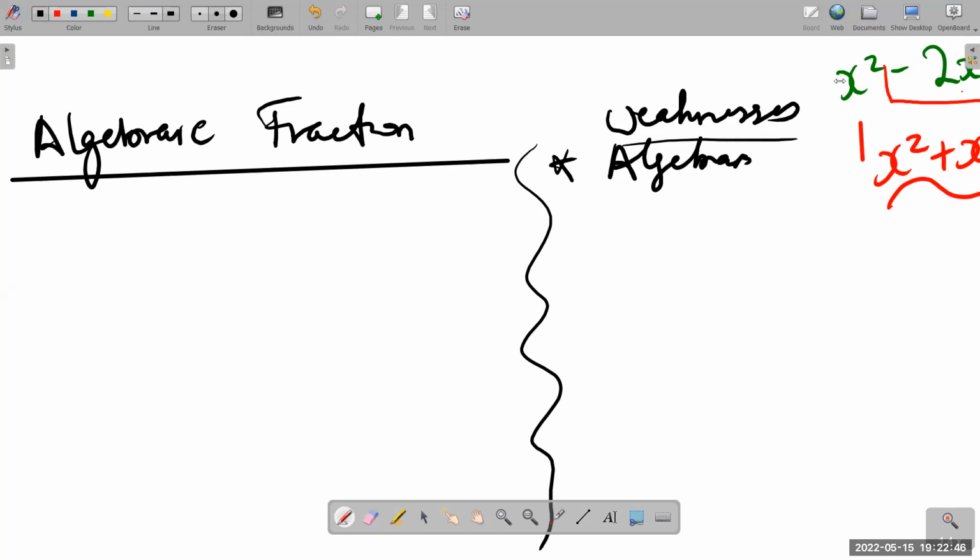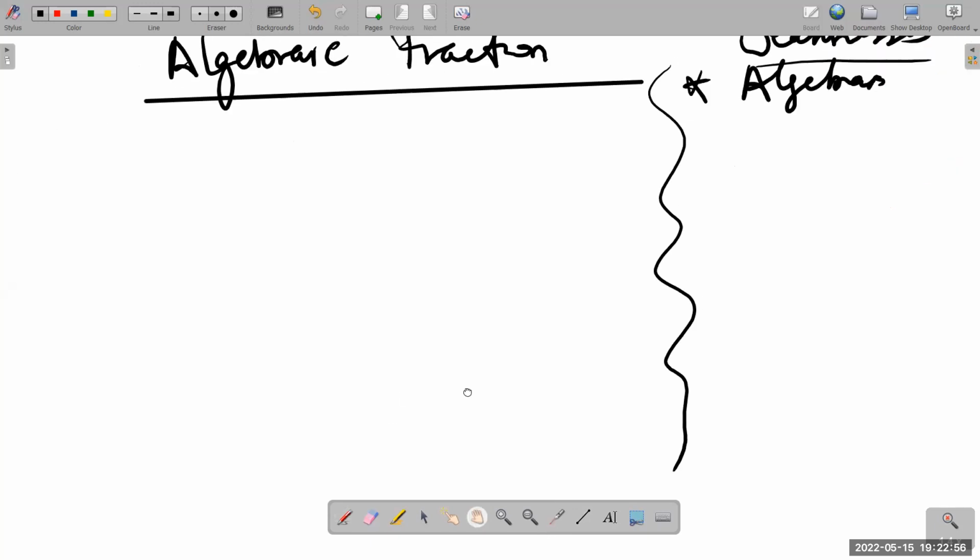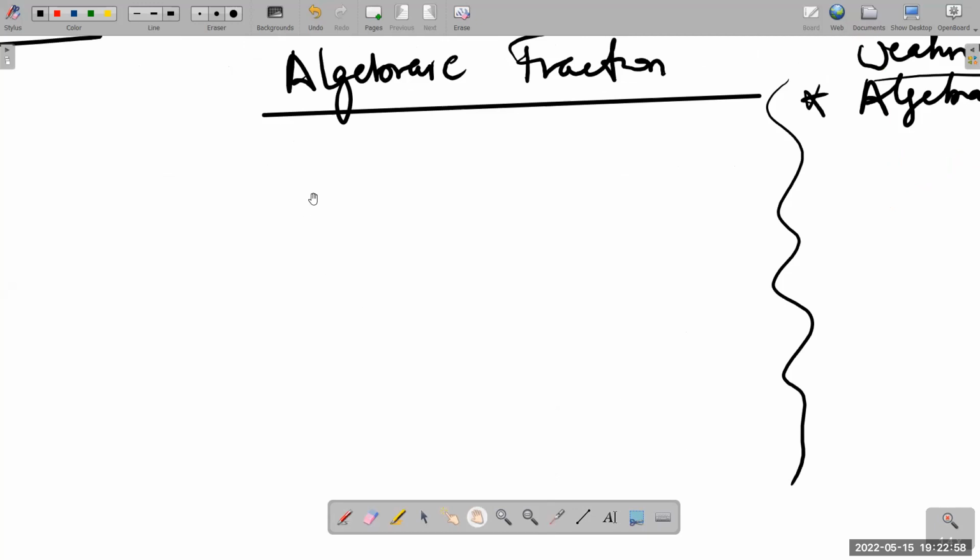Math is a do subject. You cannot sit down and watch and pass. You can watch a million videos. That don't mean you can pass, because you have to do it yourself. You have to train your brain to see questions and know what to do.